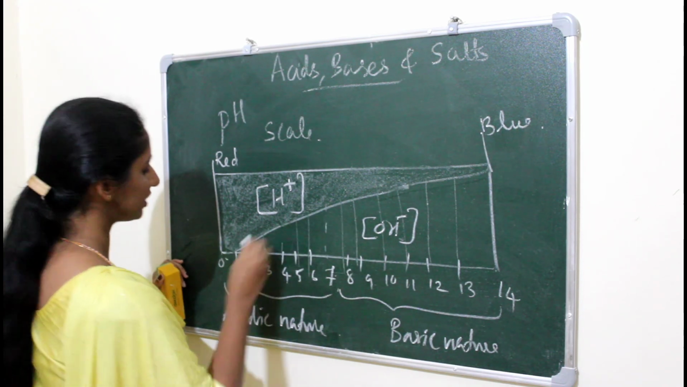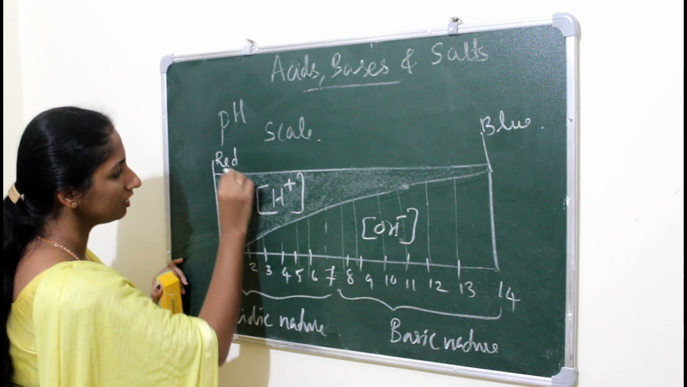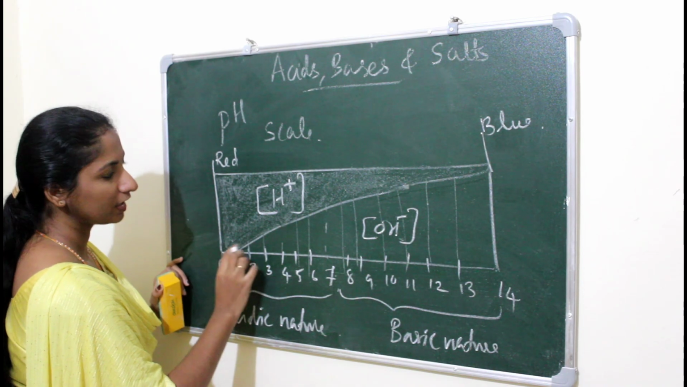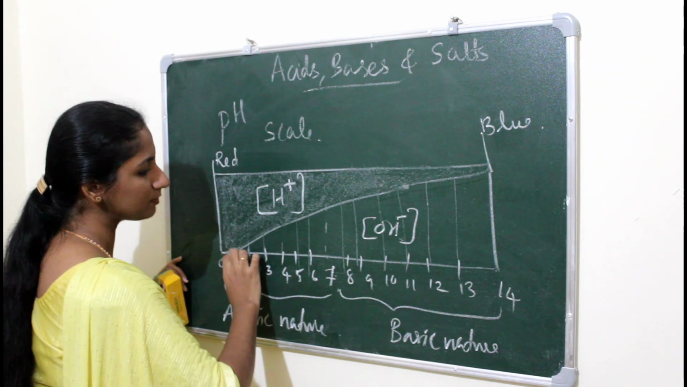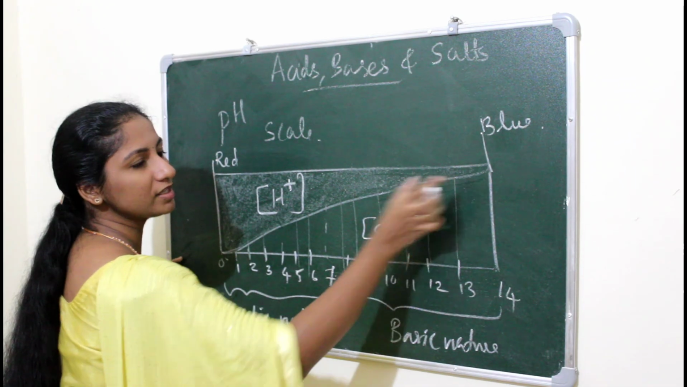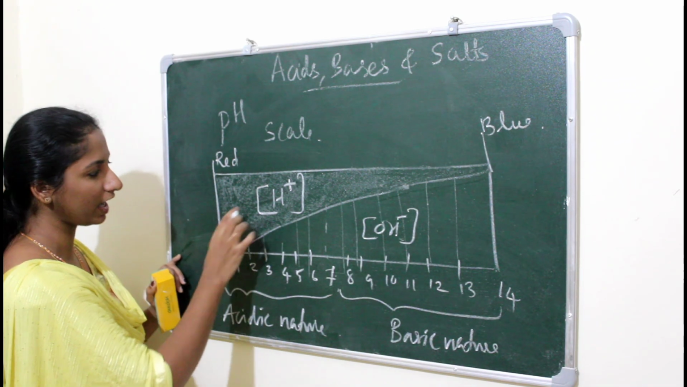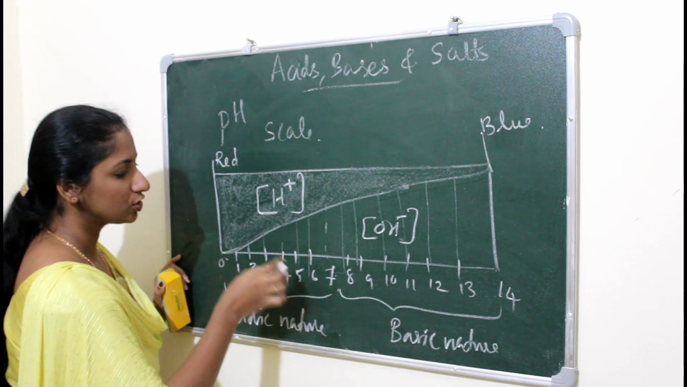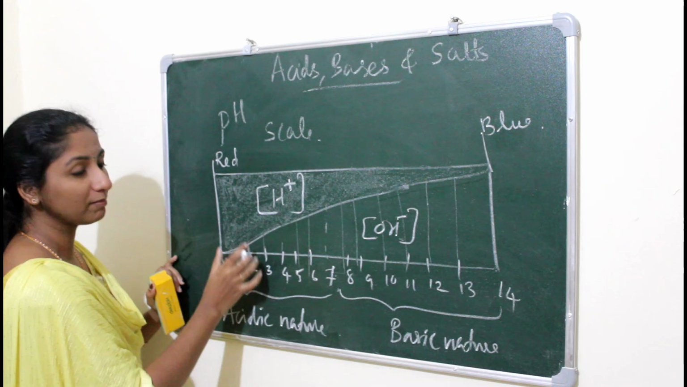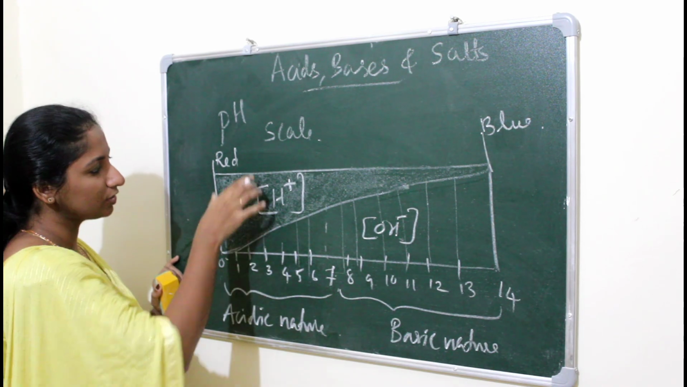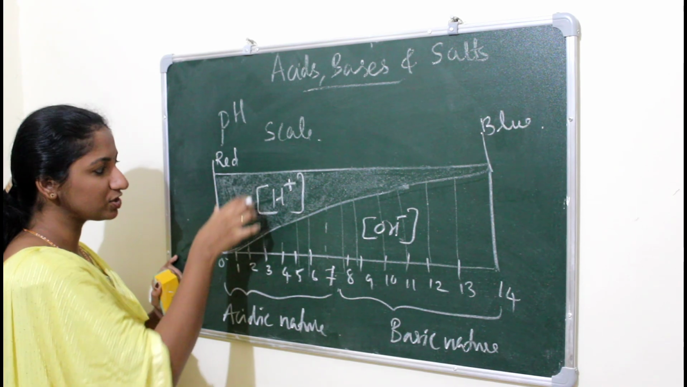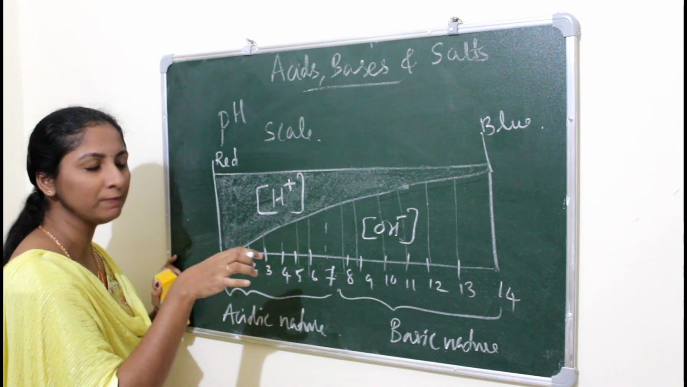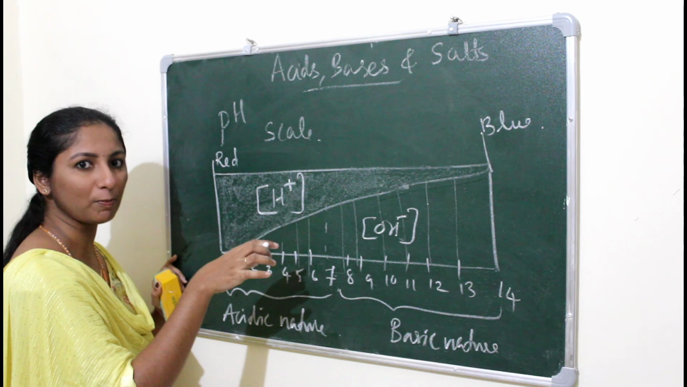When we are ranging from 0 to 14 and looking at this area, we can see that at first it is more, and when we are moving from 0 to 14, the area is decreasing. That means the hydrogen ion concentration is decreasing from 0 to 14. In these areas we can see more H plus ions, so those solutions are more acidic. When the solution has more H plus ion, that solution will show acidic properties.